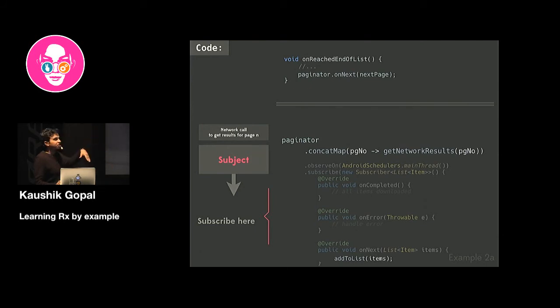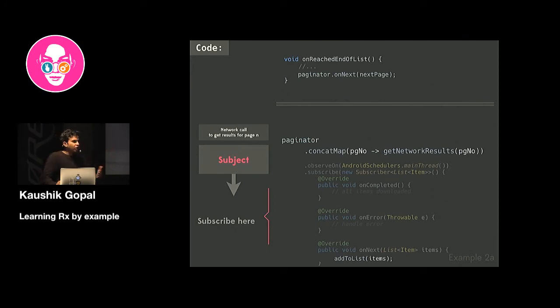So when you reach the end of the list, I could say, hey, I need page number 2 now, and you send page number 2. When those results come down and are displayed, you can again say, okay, it's time to get page number 3. So it's very easy. It's like a pipe: subjects act like this pipe where you send an event from one end, and from the other end you get the list of results. So subjects are extremely powerful, and this is the example.